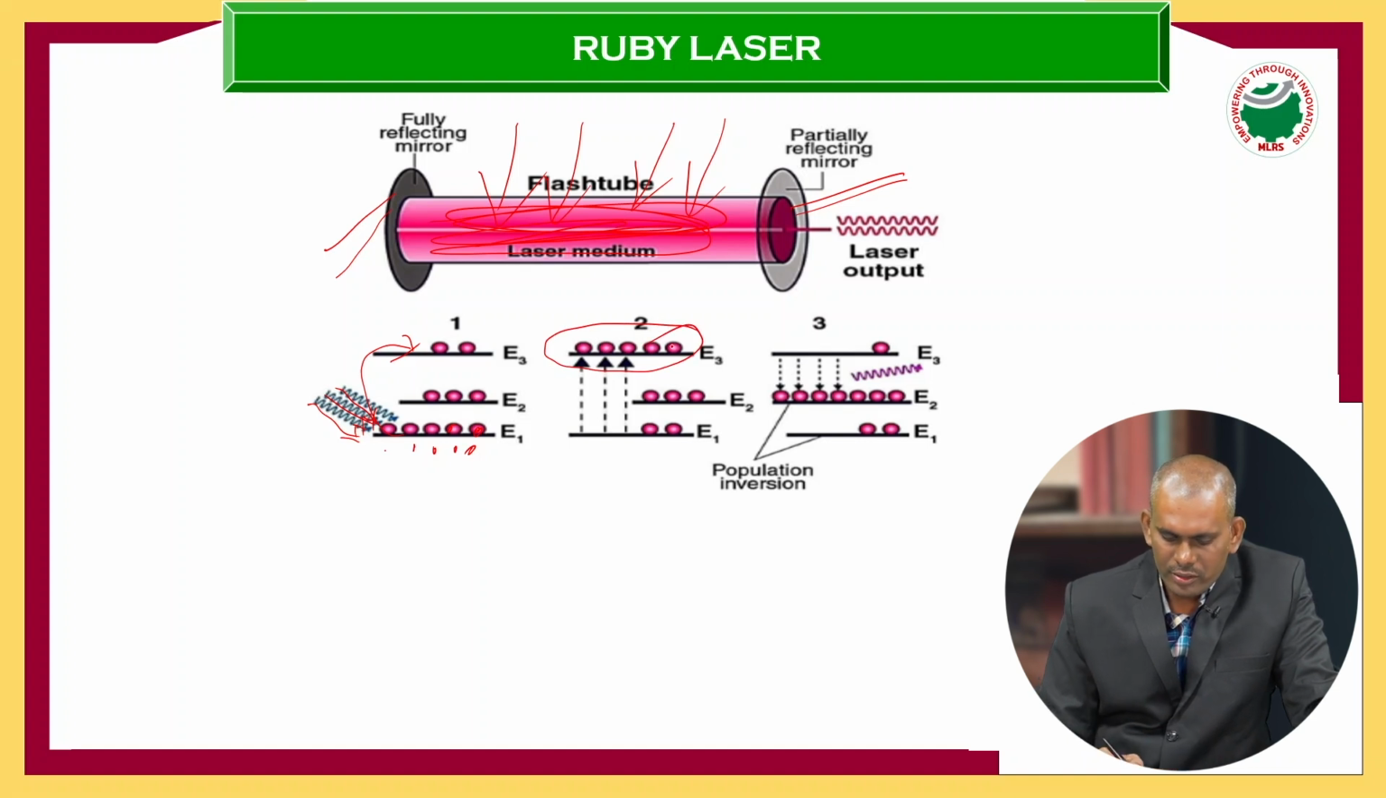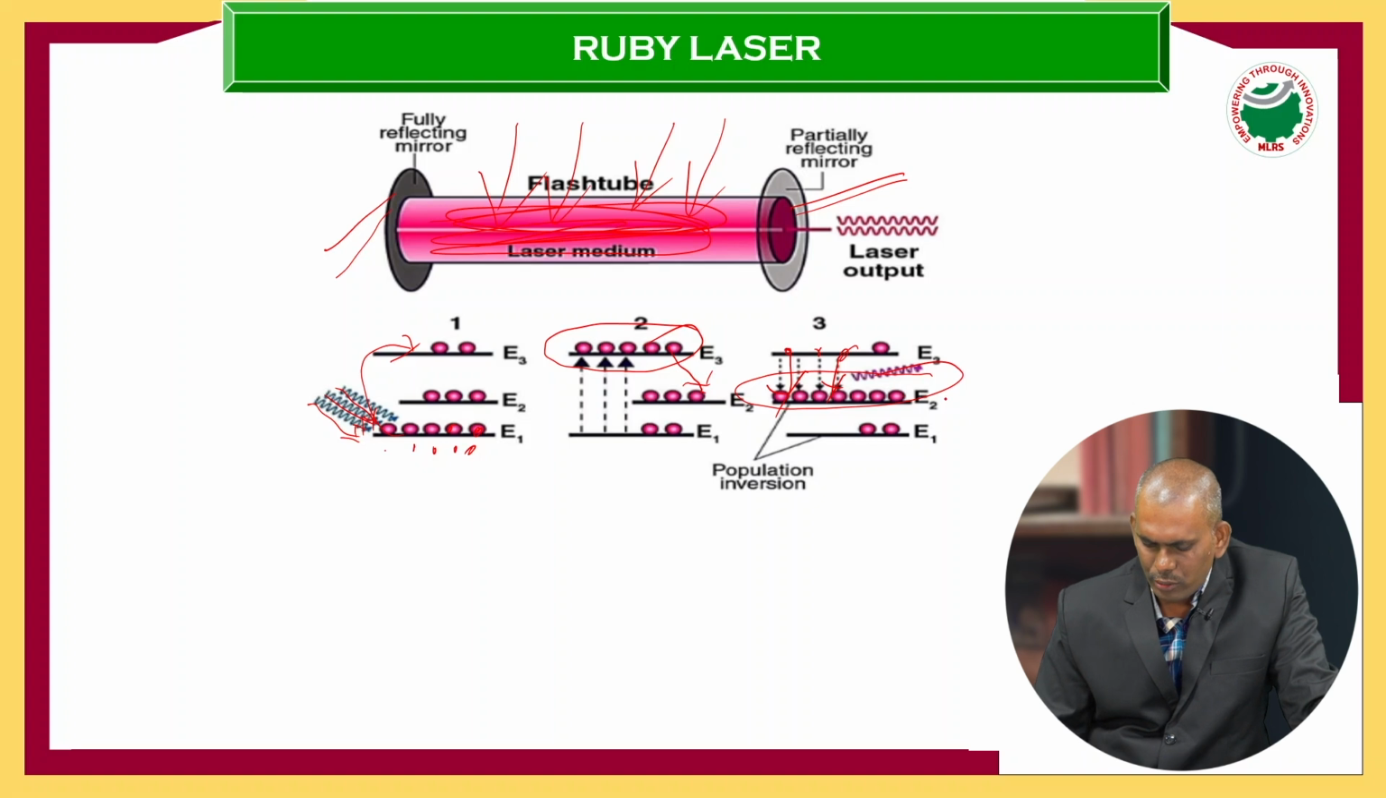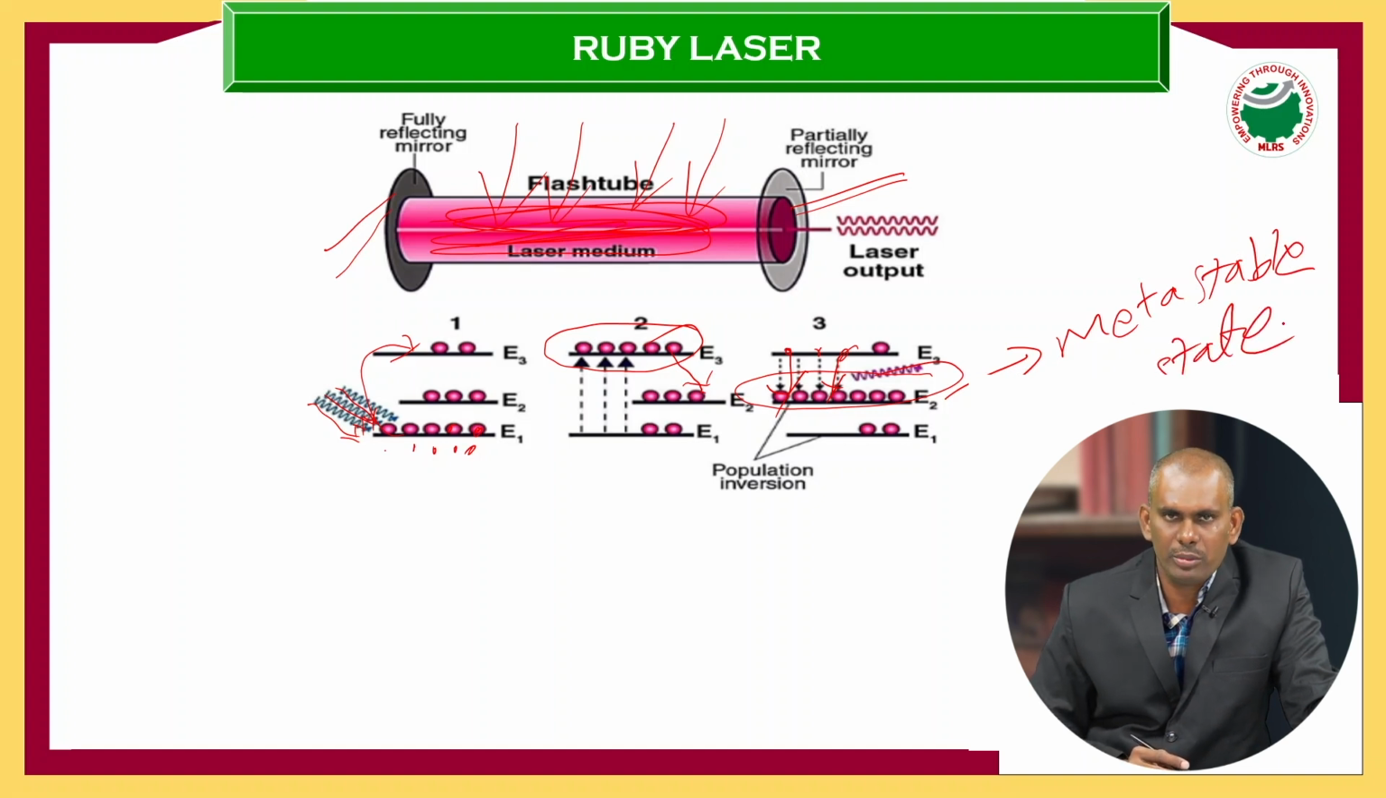These atoms are not going to stay permanently in the higher energy level. After their lifetime, again they need to de-excite to the next lower level called E2 here. That's why the population is increasing in E2. The atoms which are in the E3 level de-excite to the E2 level. Here the E2 level we can call a metastable state.